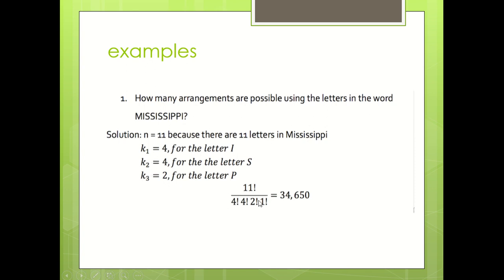Then we apply the concept of factorial notation, the one discussed earlier. So it is equal to 11 factorial divided by 4 factorial times 4 factorial times 2 factorial times 1 factorial. The total is equal to 34,650 arrangements. By the way, the sum of the denominator here, 4 plus 4 plus 2 plus 1, is also the same as our numerator, which is 11.